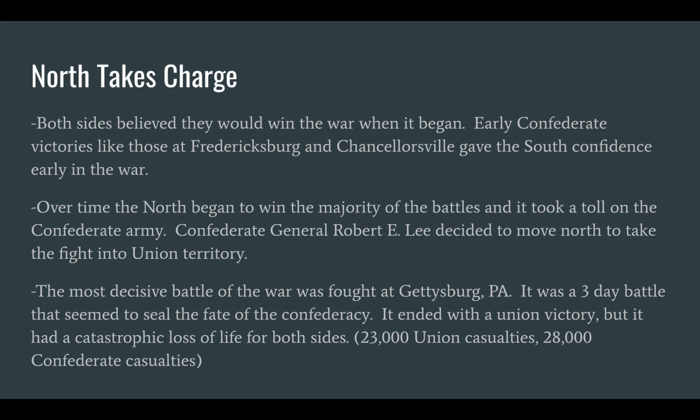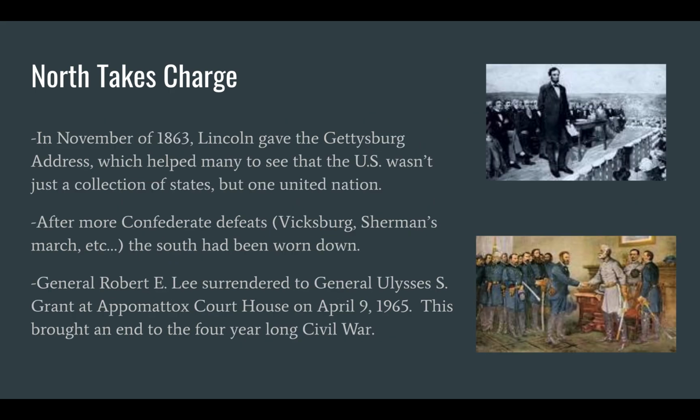Confederate General Robert E. Lee decided that he needed to do something more. So he decided to move north to take the fight into Union territory. The most decisive battle of the war was fought in Union territory at Gettysburg, Pennsylvania. It was a 3-day battle that seemed to seal the fate of the Confederacy. It ended with a Union victory, but it had a catastrophic loss of life for both sides. So in this one battle, we have 23,000 Union casualties and 28,000 Confederate casualties.